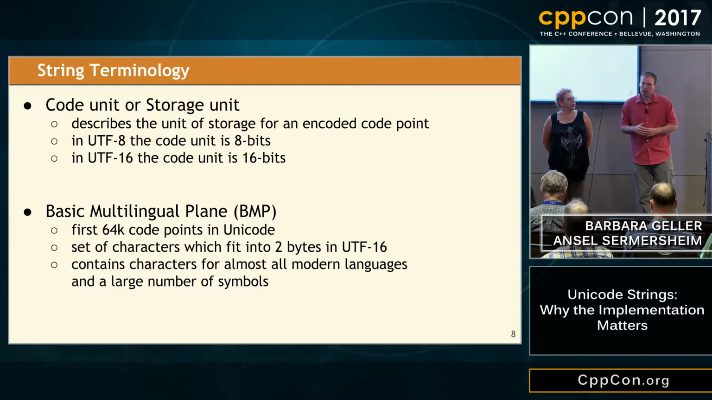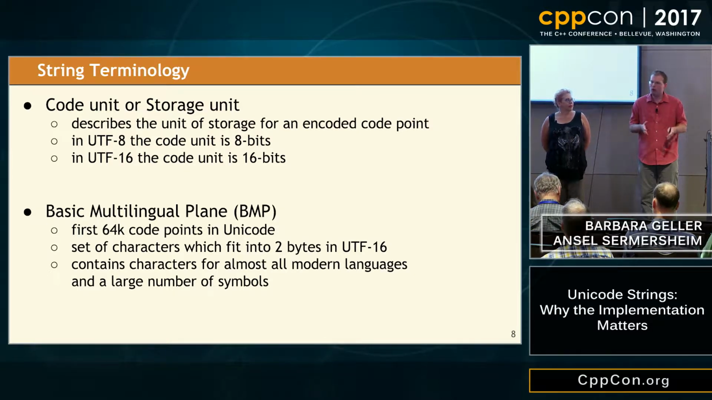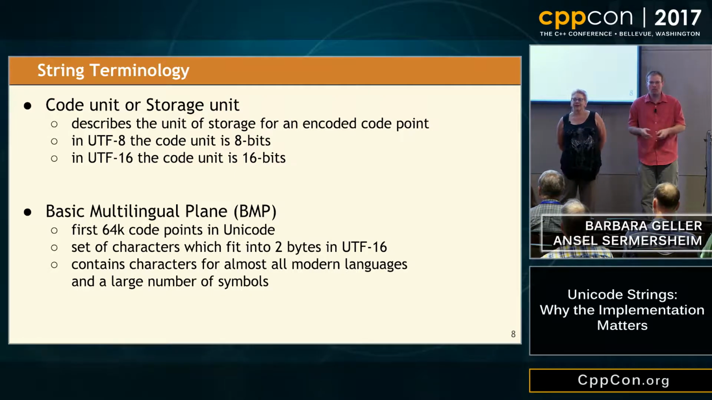Another term which is very important is the basic multilingual plane. You can look at the basic multilingual plane as sort of the beginning of the Unicode standard. It's the first 64,000 symbols, and these are exactly the set of characters which fit into 2 bytes in the UTF-16 encoding. It contains most characters you would encounter on a regular basis, plus a lot of mathematical symbols.